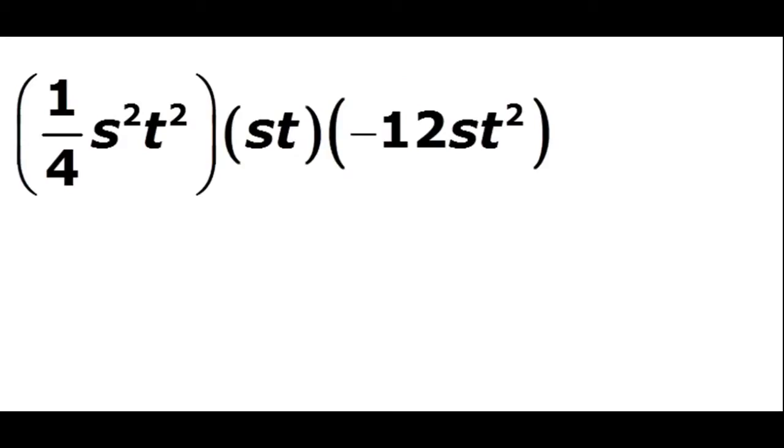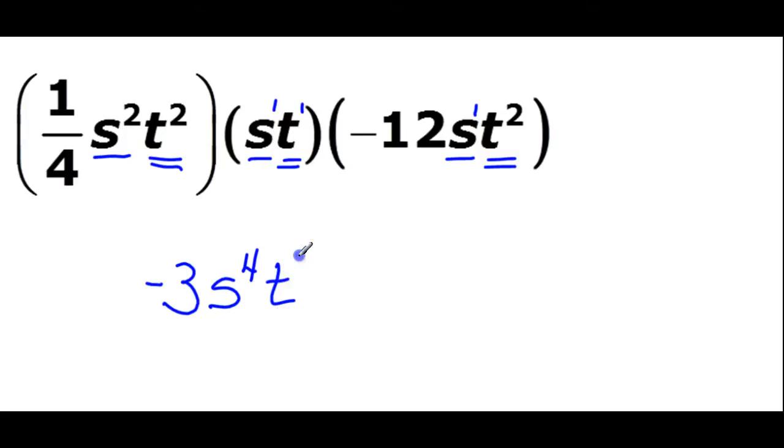So here we are multiplying three monomials together. You're going to multiply the coefficient part, so that's 1/4, times 1, times -12, which gives me -3. Then we're going to multiply the s's together. S to the second times s to the first times s to the first. Remember, the rule is when you're multiplying bases that are the same, you add the exponents. So that's going to give me s to the fourth. And then t squared times t to the first times t to the second is going to give me t to the fifth.